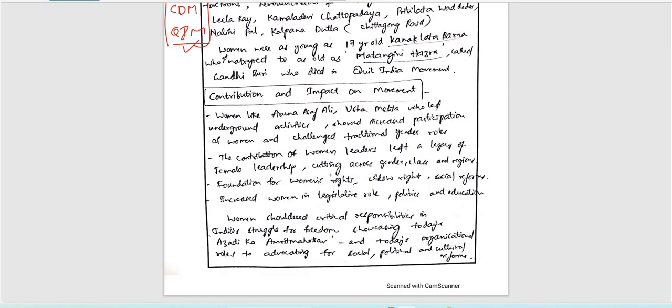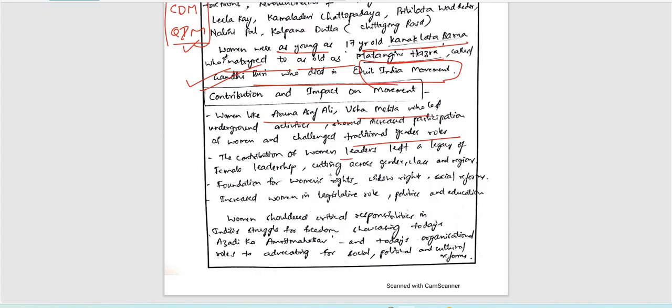Contribution: especially women as young as 17 years, Kanaklata Barua, who was martyred, to as old as Matangini Hazra. Very, very important. Matangini Hazra died in the Quit India movement. Very good. So contribution and impact on the movement. She included some untold examples also here. Women like Aruna Asaf Ali and Usha Mehta included, and also inclusion related to breaking traditional gender roles especially, right?